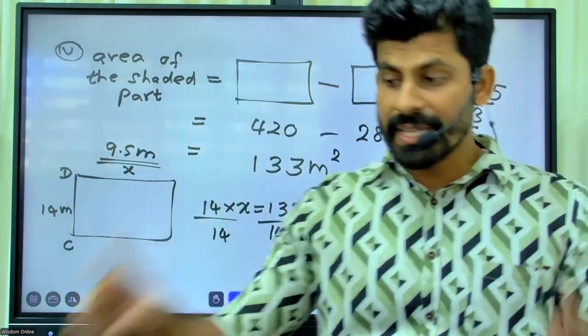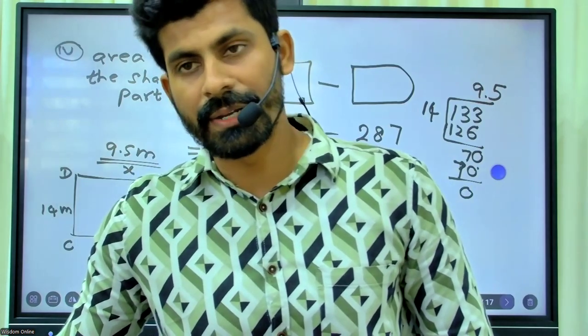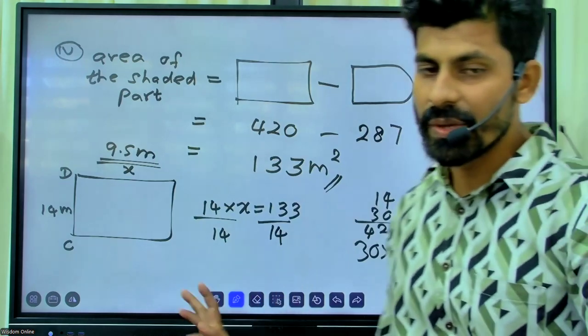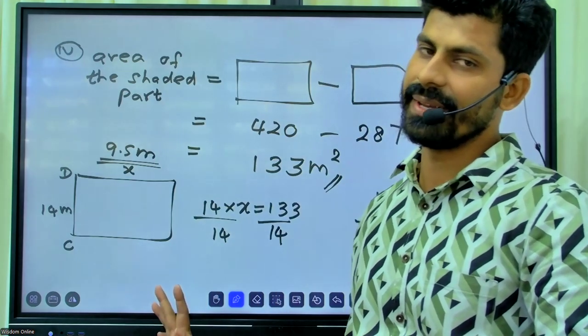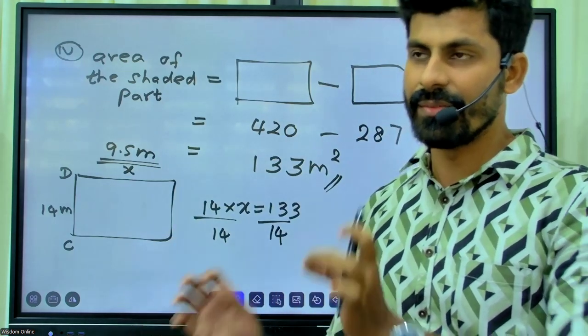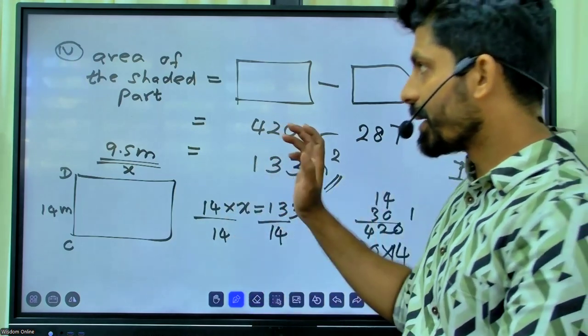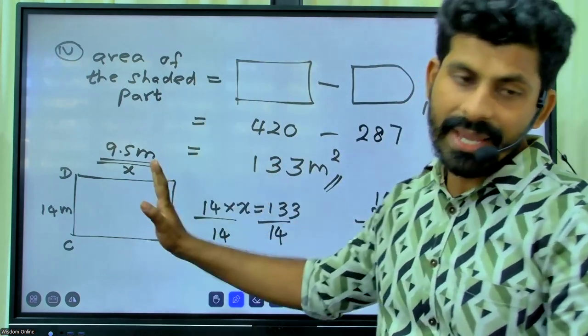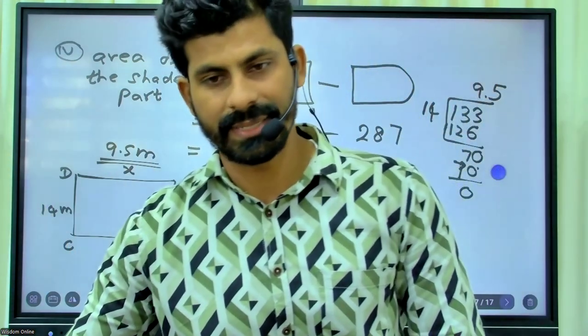You need to mark that 9.5 meters on the figure. Right, very good. Area is very easy. Just try to complete this one. This is the paper discussion regarding the area and perimeter lesson.